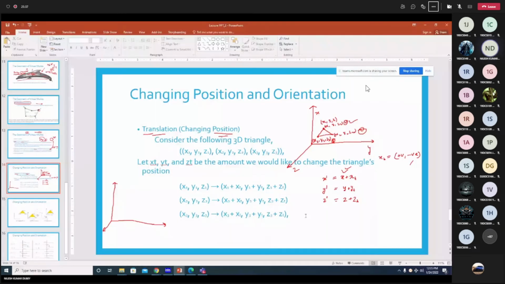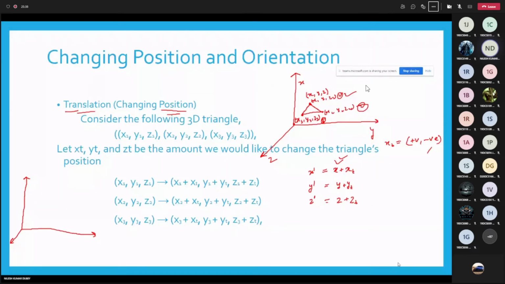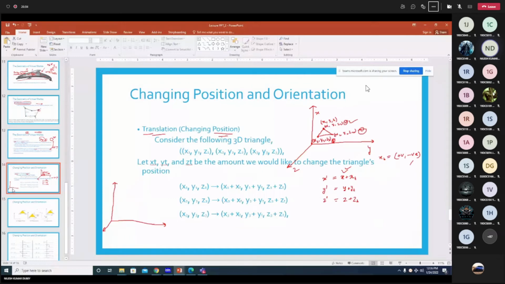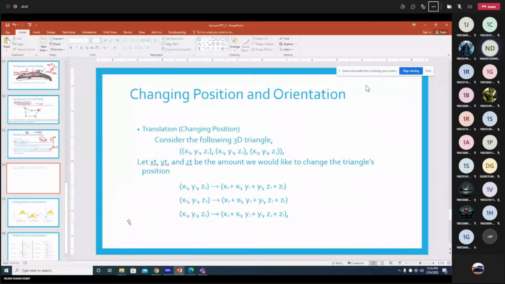So let us learn it through an example. Because we have minimum space, we will go through 2D only. Let me erase. The eraser is not working. Suppose I have to take it. Let us delete it.